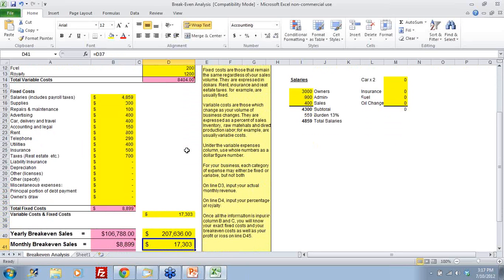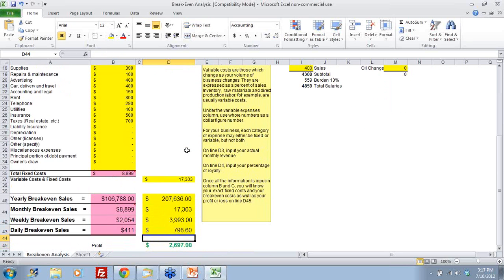So in this particular example, what this shows us is based on the costs that we have here on the left, our fixed costs are $8,899. But our fixed costs plus our variable costs are $17,303. So that actually shows what our monthly break-even. Breaks it down into the month, showing that under this particular example, our weekly break-even is $3,993 at the current cost structure. So our daily break-even for this particular example is $798. If it was just fixed costs, that would be the one in the pink line.